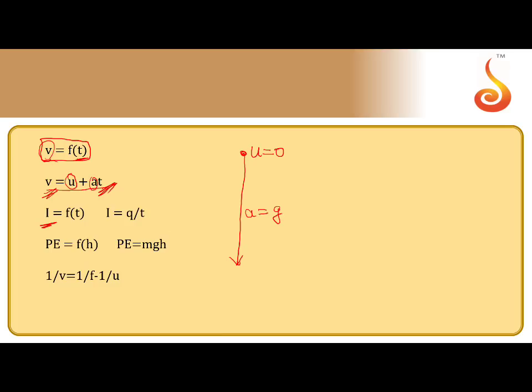Current is a function of time. Current is equal to charge by time. With the time, the value of current may change because the quantity of charge flowing will increase or decrease.